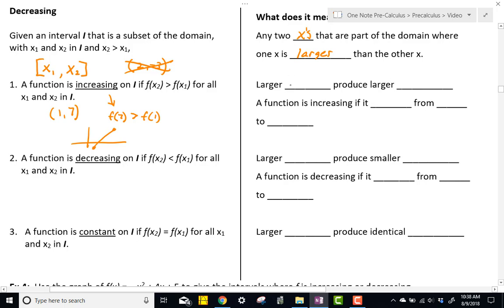Putting it in words, as I go further to the right on the interval, larger x values produce larger y values. That's what it means to increase. A function is increasing if it rises from left to right.